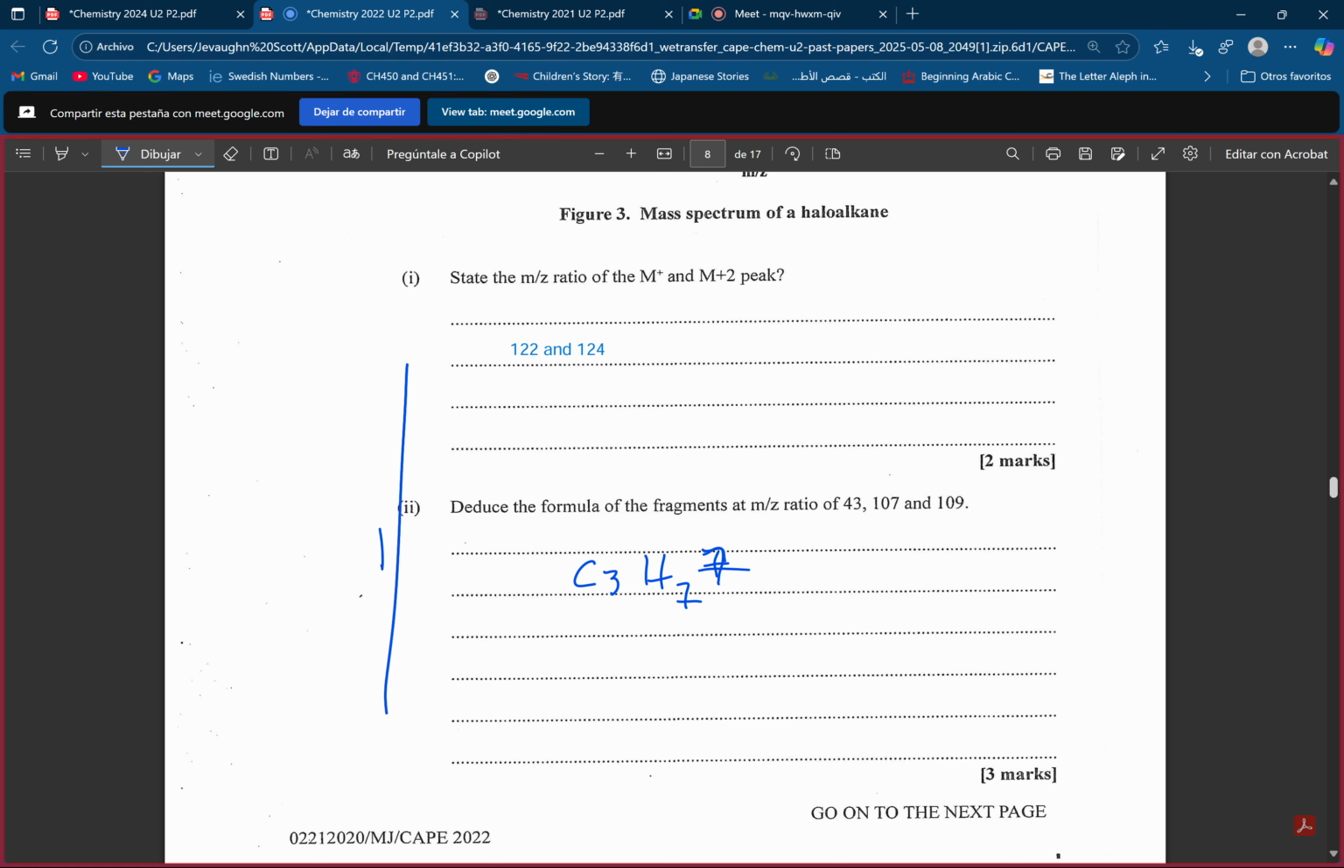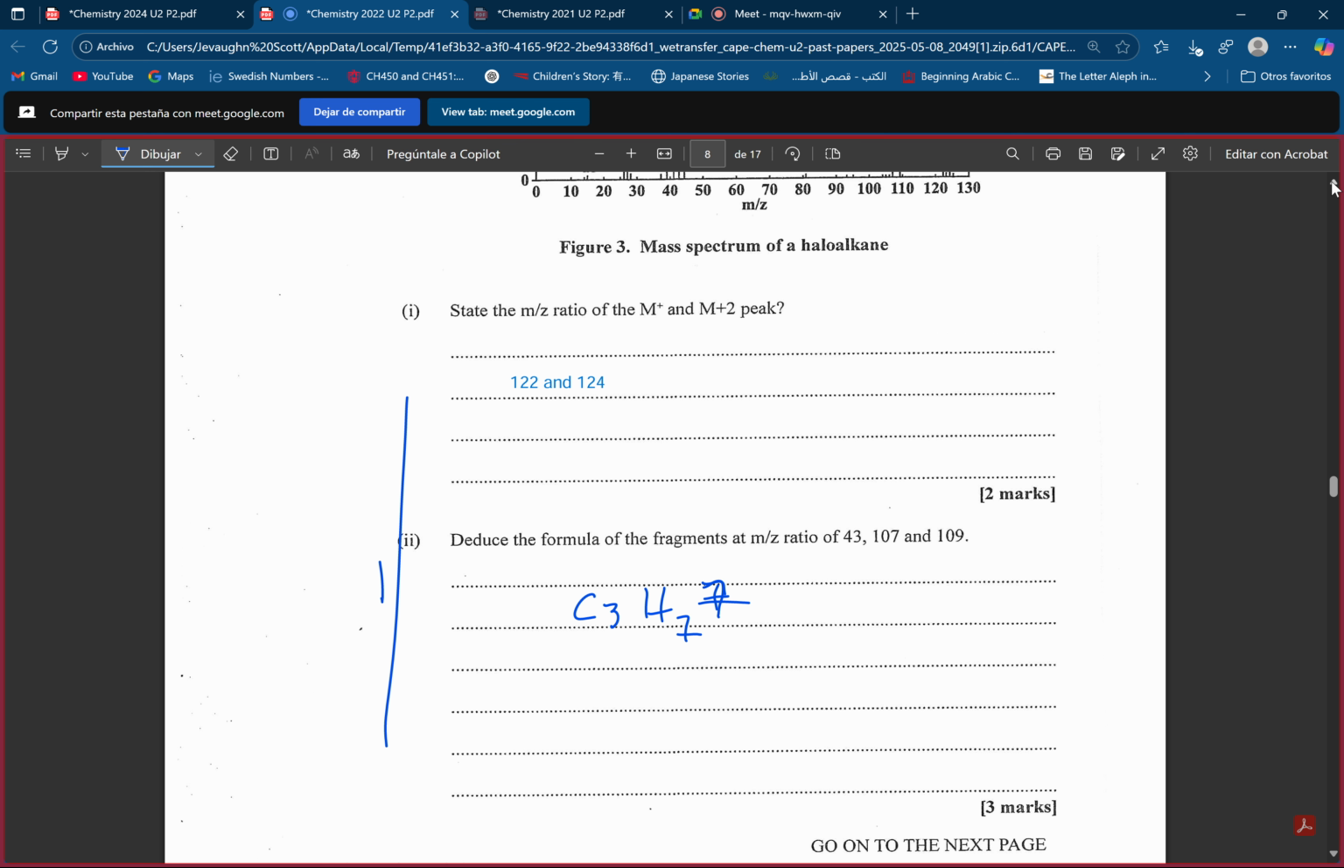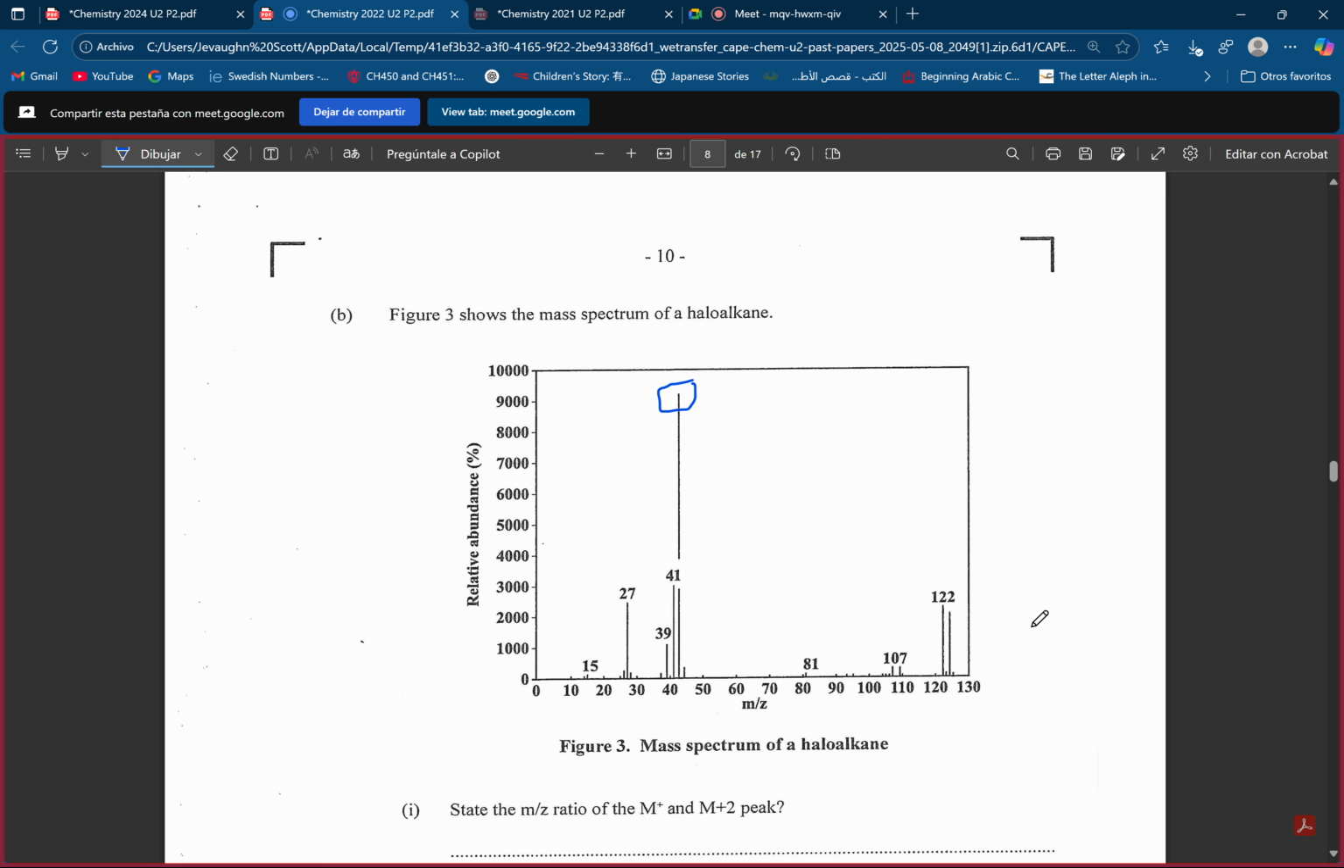Because it has a 1-to-1 intensity ratio, with the M plus peak and the M plus 2 peak being so close, it's basically waving a red flag that it is bromine. Now we know that the M plus peak is 122 and the M plus 2 peak is 124. What's the difference between those two values? 2, and the difference between bromine 79 and bromine 81 is 2. So we can safely assume that it is bromine being present here.